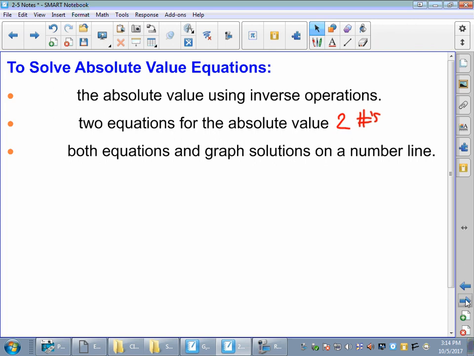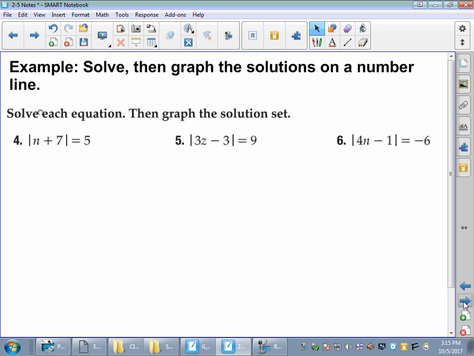Oh, I forgot. So we're going to isolate the absolute value using inverse operations. What we want to get is absolute value equals some number. Once we know what number the absolute value equals, we know that there's two numbers that have that absolute value. So we're going to write two equations, one with the number to the right and one with the number to the left. We solve both and we're going to put the solutions on a number line just so you understand. So it says to solve, then graph the solutions on a number line.